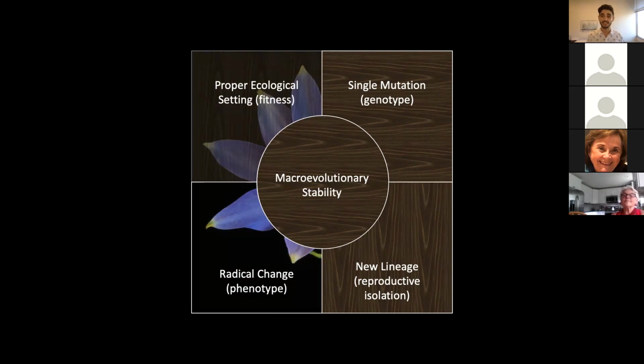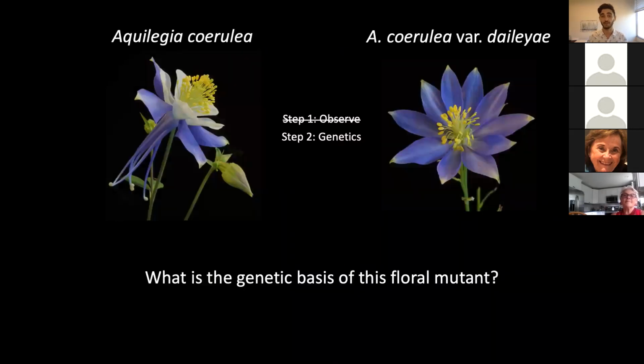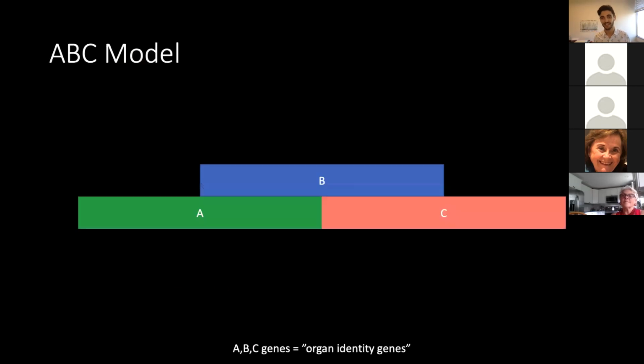So what we need to do next is understand the genetic basis of this mutant. We know it's a homeotic shift, so we can look at homeotic patterning genes and floral development to try and get a good idea. And luckily, a lot of work has been done on the genetics of floral development. And it can basically be summarized by what we call the ABC model. This was developed in Arabidopsis, but generally holds water pretty well amongst flowering plants.